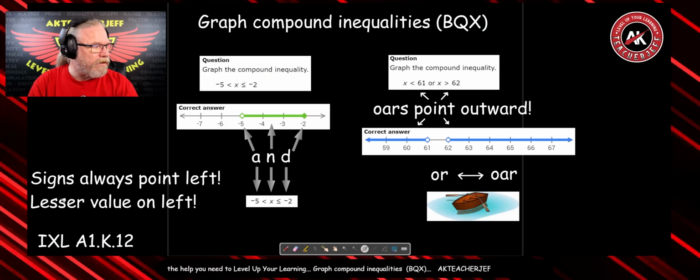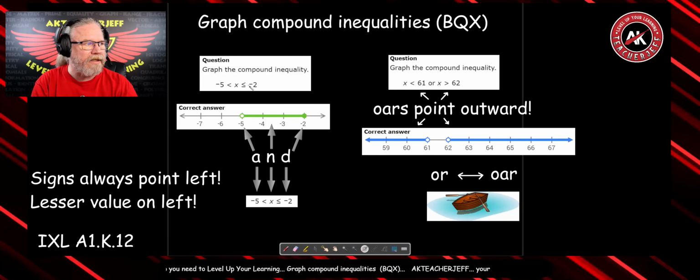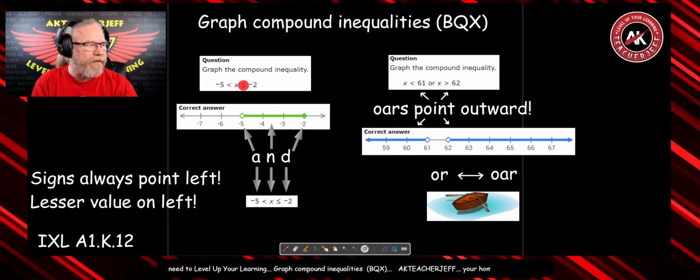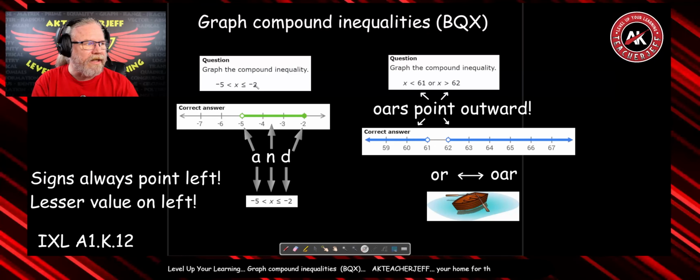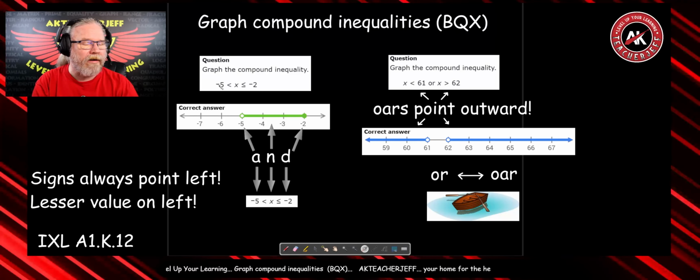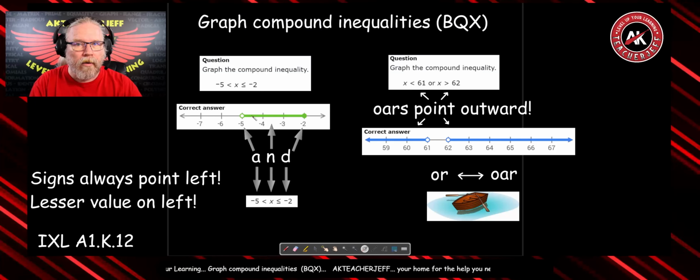Things to note is that the signs always point to the left. Whenever they're set up like this, the sign is always going to point to the left, and the lesser value is on the left. Notice that -5 is less than -2, so we have it over here on the left. So that's an and situation. Now let's talk about an or situation.